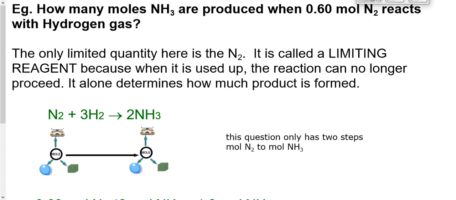So here's another example. How many moles of ammonia would be produced if 0.6 moles of nitrogen reacts with hydrogen gas? Now, we're assuming we're going to have more than enough hydrogen gas here. We'll have whatever we need. So because we're assuming we'll have more than enough, how much ammonia we get is determined entirely by the nitrogen. We know nitrogen. We're asked to find ammonia. We call nitrogen then a limiting reagent because it will limit how far the reaction can go.